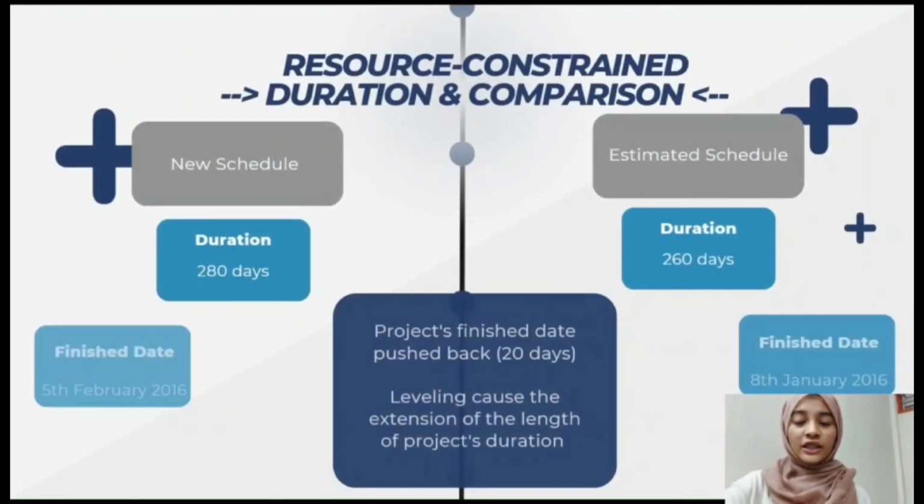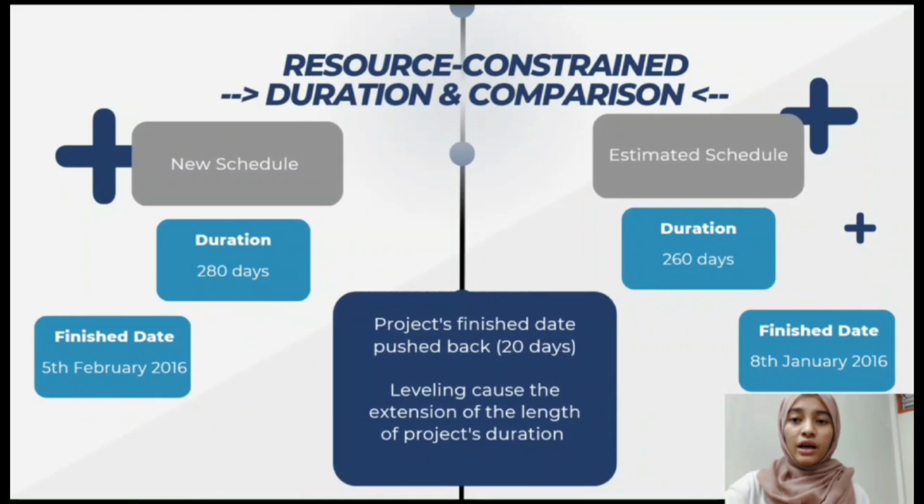We continue by assuming the project is resource constrained with no availability of any additional personnel. The new project duration will be 280 days. From this, we can compare the new duration and estimated completion date. As the new duration is now 280 days, the finishing date of the project has been pushed back by 20 days, and the project will be done on 5th February 2016, different from the estimated completion date that only takes 260 days, finishing on the 8th January 2016.